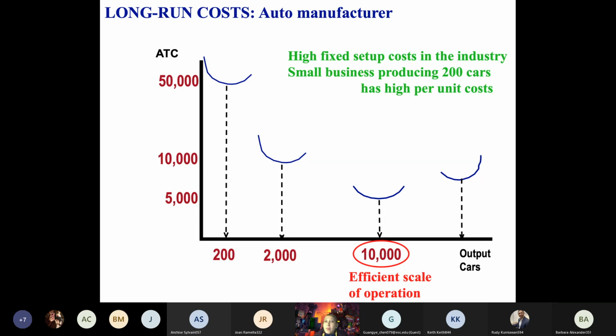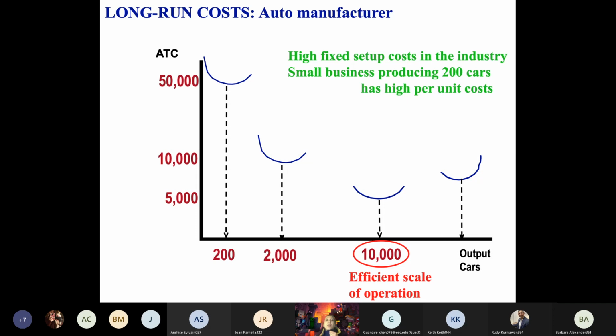Your cars are going to be really expensive. So the total cost is high, as we could see from this first squiggly U-shaped line. That's marking a potential average total cost at this scale of operation. And now imagine your scale of operation grows. So you keep producing cars. Now you're making 2,000 cars per unit of time.